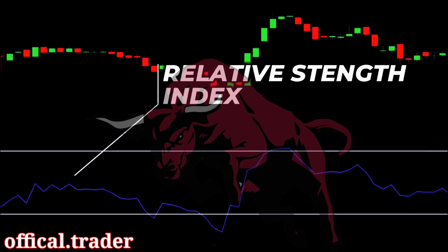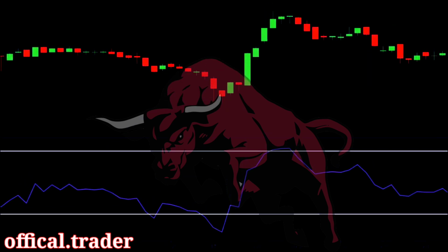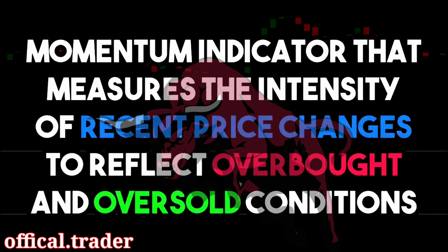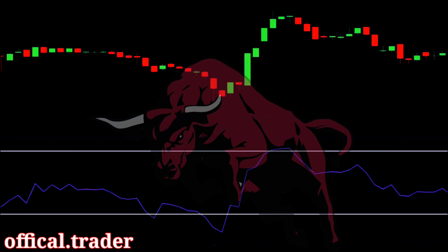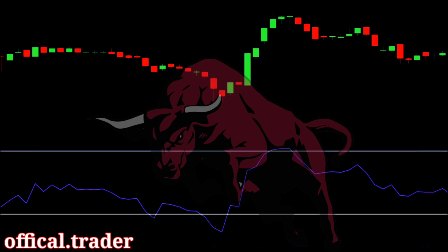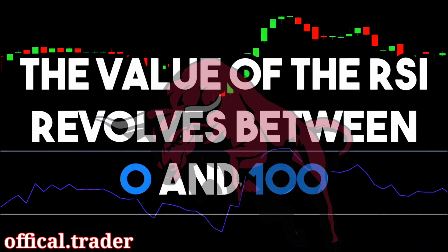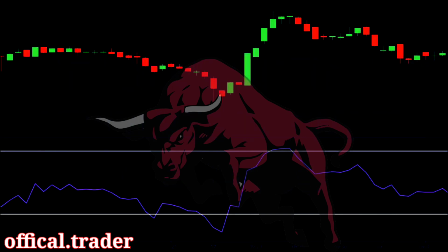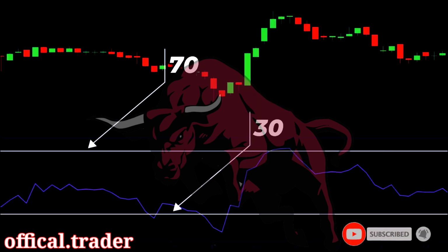The RSI stands for Relative Strength Index. The RSI is a momentum indicator that measures the intensity of recent price changes to reflect overbought and oversold conditions. In simple words, it measures the strength of the recent price trends. The RSI is an oscillator. Hence, the value of the RSI revolves between 0 and 100. By default, the RSI is plotted based on the last 14 candles. And the overbought and oversold levels are set to 70 and 30 respectively.